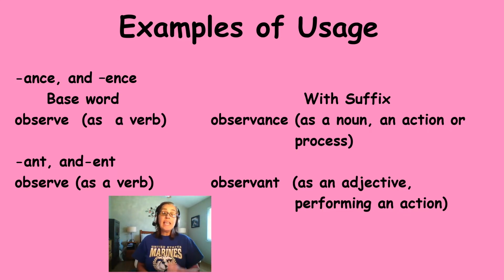ant and ent. Observe again, being used as a verb. But then we have observant, which is an adjective, which is performing an action. So he was observant of the student's actions during the relay race. That means they were performing an action. Observant. That's to be performing an action, and it's an adjective.